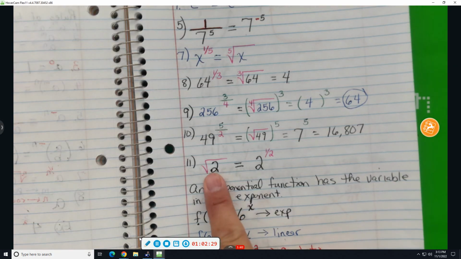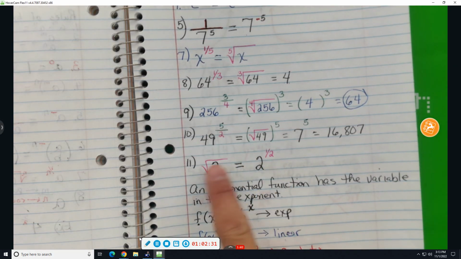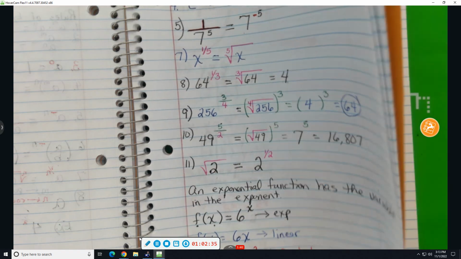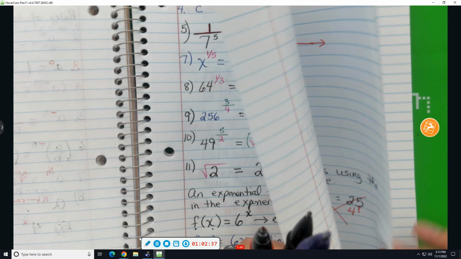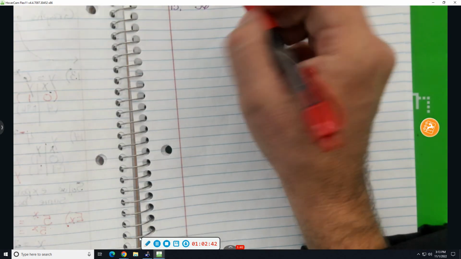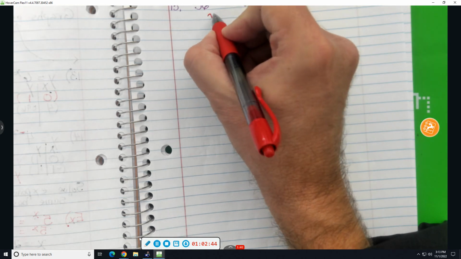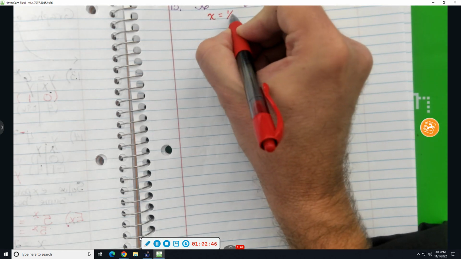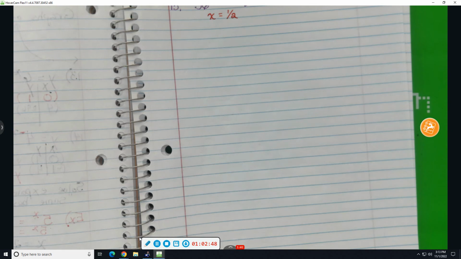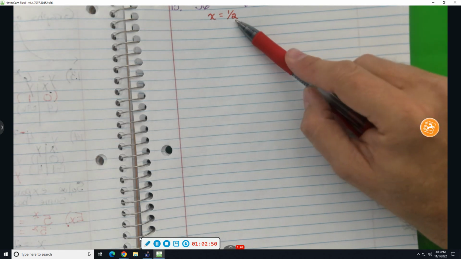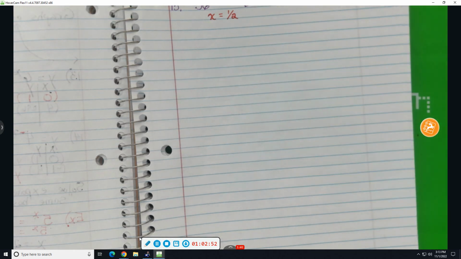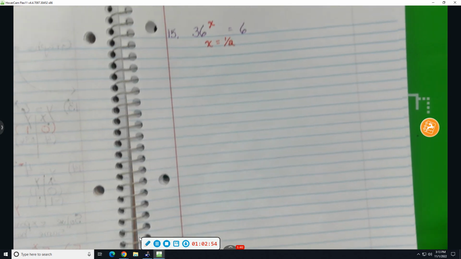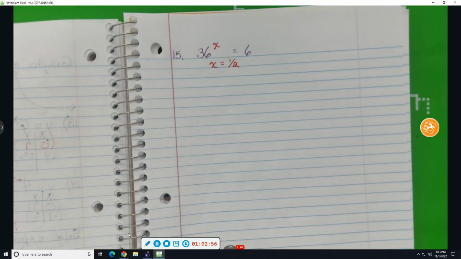Square root is the same thing as a 1/2 exponent. So the square root of 36 is equal to 6. So x would be a half. This is one you can do just by looking at it. What you're saying is the square root of 36 is 6.